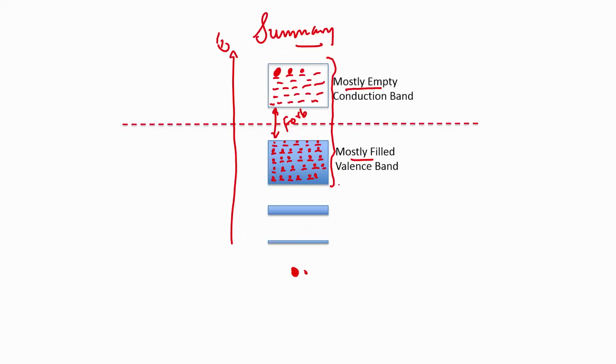So, you have this mostly filled band and you have this mostly empty band, and this mostly filled band typically corresponds to the outermost shell of the atom, and therefore this is something called the valence band. And these energy levels correspond to the larger potential well which we saw in our Kronig-Penney model, and these energy levels are called the conduction band, and they are mostly empty.